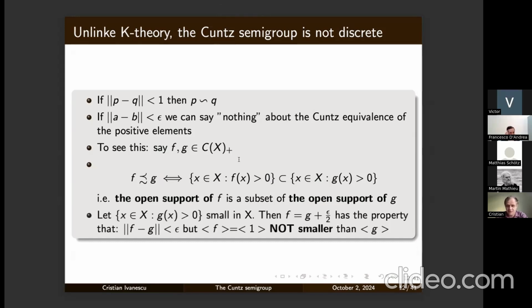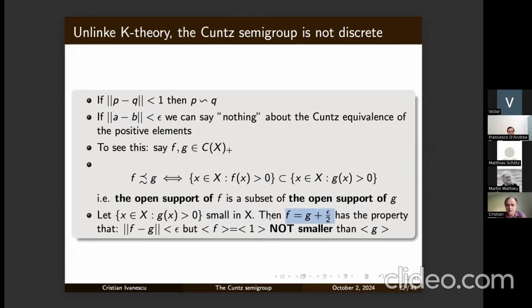And now here's an example which shows that indeed we cannot hope for an equivalence relation like we have for projections. So I'm going to start with the following set X, for which g of x is positive, but on a small set. So what do I mean by small here? I want the proper subset and not dense, so something small. Then I'm going to build my F to be g plus epsilon over 2.